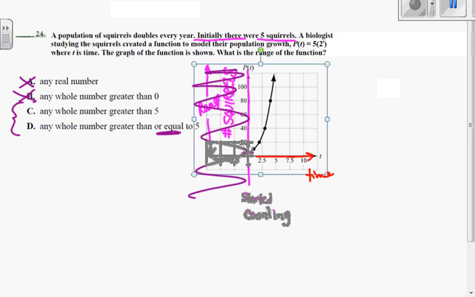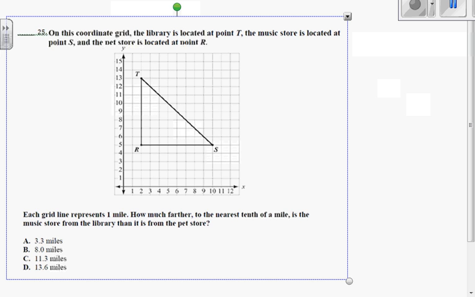Next, on this coordinate grid, the library is located at point T. Would have been nice if they'd called it point L, but never mind. Okay, the music store is located at point S, and the pet store is located at point R. Okay, each grid represents 1 mile. How much farther, to the nearest tenth of a mile, is the music store from the library than it is from the pet store? Okay, it's asking you to compare this right here, that distance, how far is it, with this.